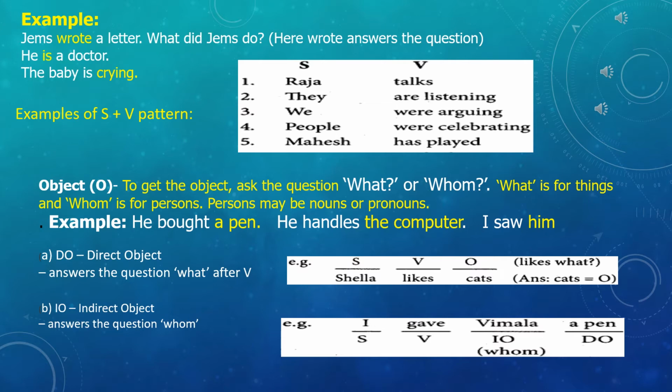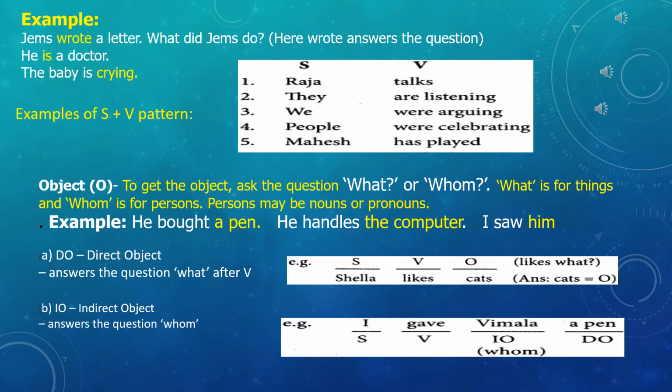Now let us see what is an object. To get the object, ask the question what or whom. What is for things and whom is for persons. Persons may be nouns or pronouns. Now for example here, he bought a pen. He handles the computer. I saw him.